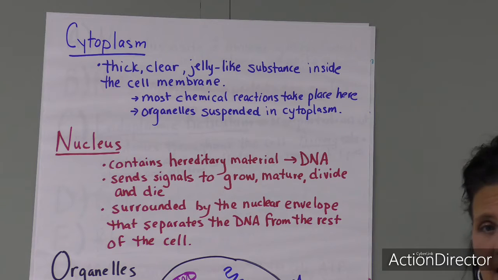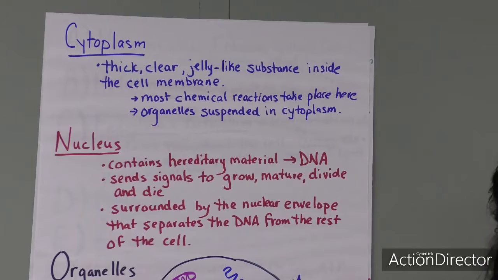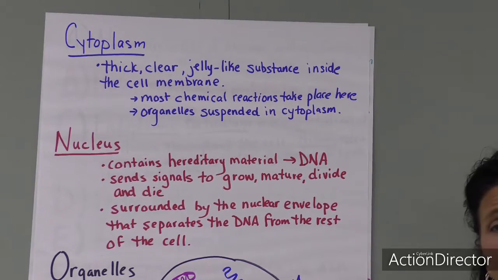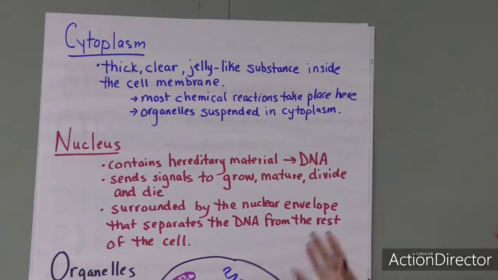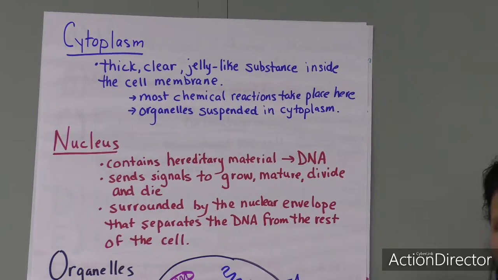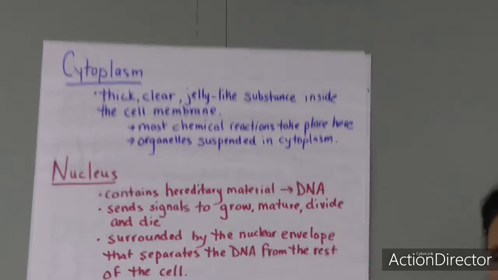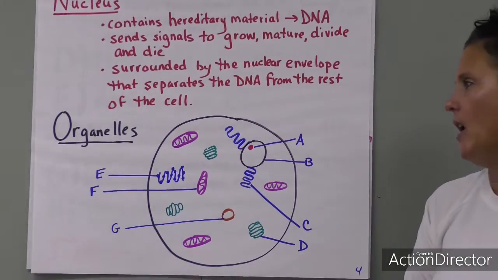The nucleus contains the hereditary information. That's where your DNA is, and it's found in the form of chromosomes, and we can talk about chromosomes in another lesson. It sends signals to grow, mature, divide, and die. All of those signals come from the nucleus. It's kind of like the command center of the cell. It's surrounded by a nuclear envelope, and that separates the DNA from the rest of the cell. We don't find DNA floating around in the cytoplasm of a eukaryotic cell like we would in a prokaryotic cell.